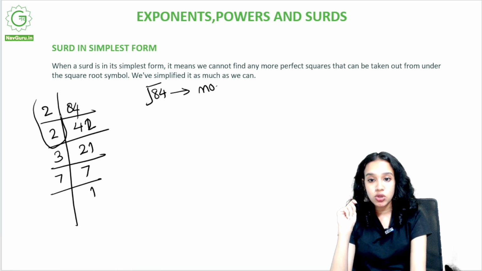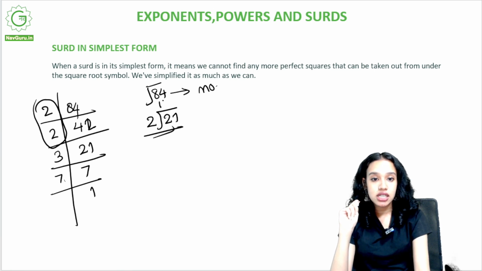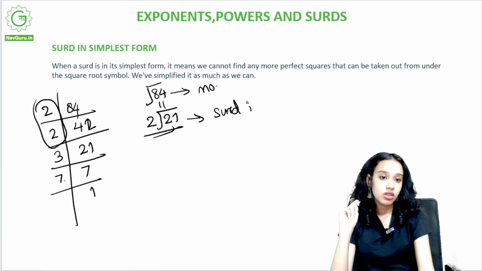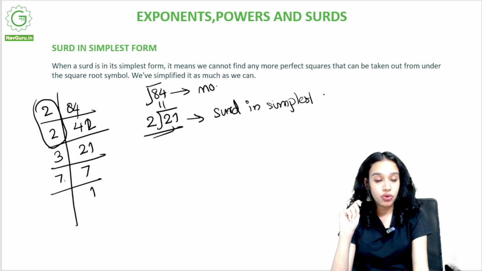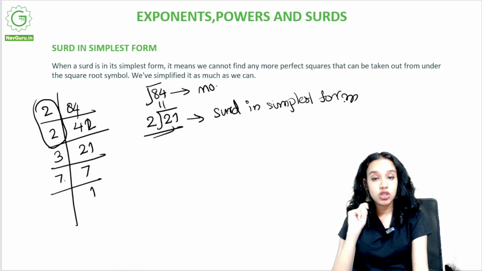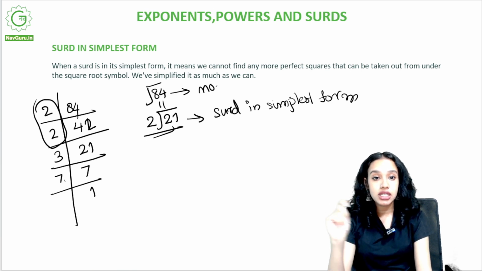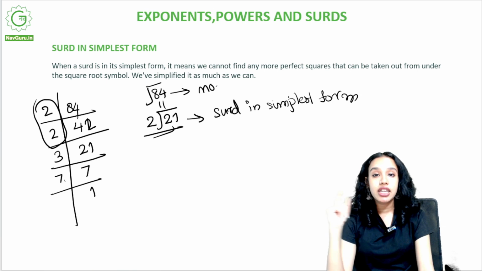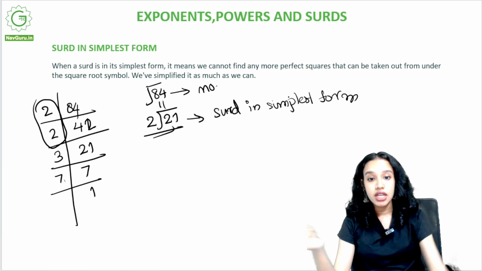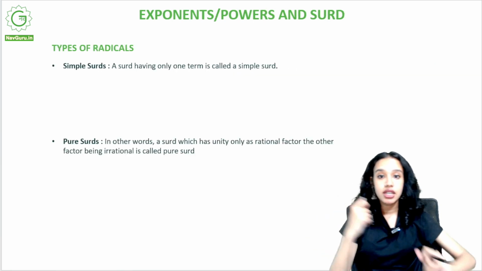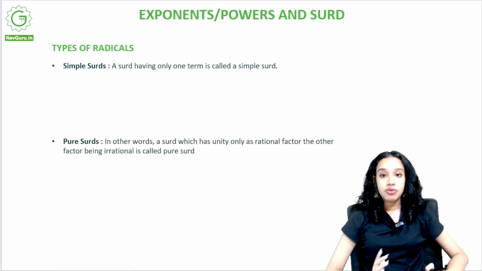So, we got 2 out of it. So, 2 into root of 7 threes are 21. Now, this is the surd in simplest form. That means, in a surd in simplest form, the number inside the root should always be the simplest, right? We cannot factorize 21 further into a perfect square. Now, this defines that.